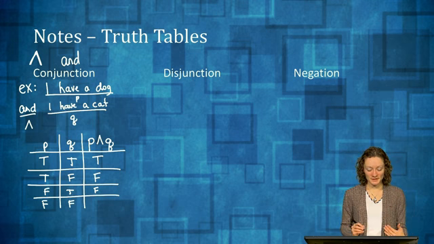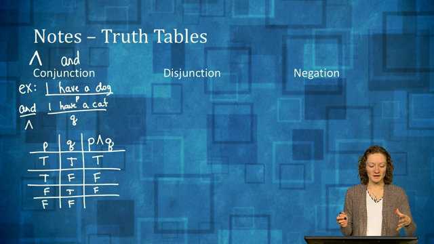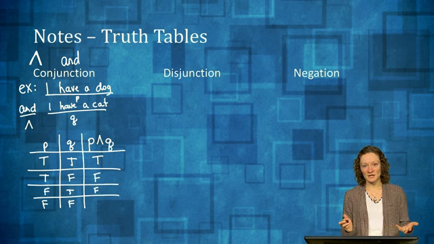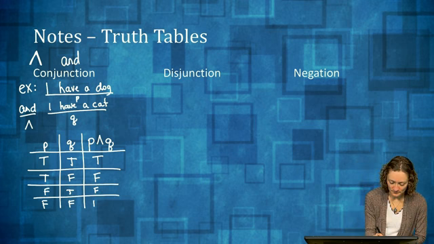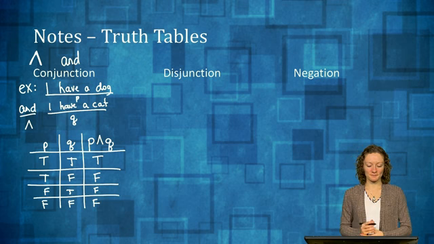And then the final scenario, behind the scenes, both pieces are false. Statement P is false, statement Q is false. So it's false that the person has a dog, false that the person has a cat. And they make the statement to you, "I have a dog and I have a cat." Are they telling the truth or lying? They're lying, they don't have either of them. So the overall value of the statement would be false.